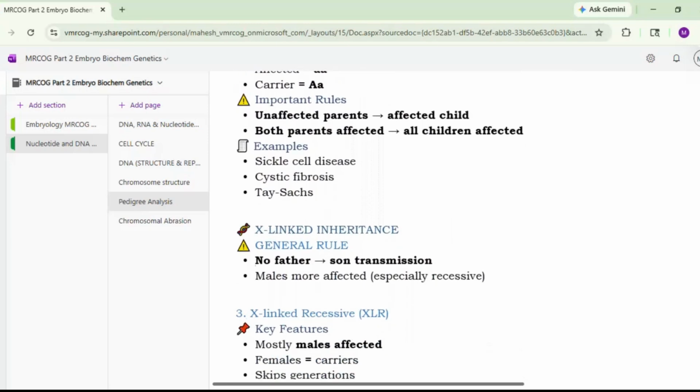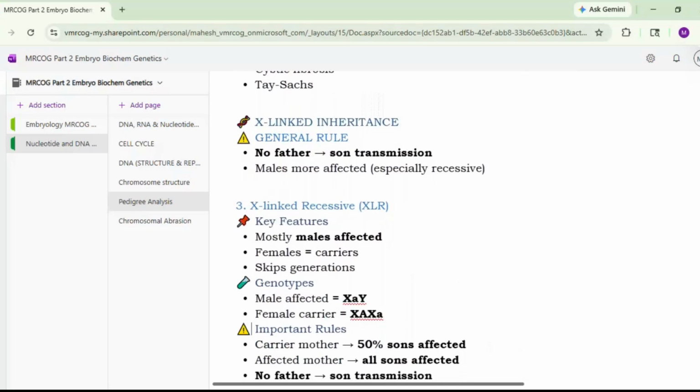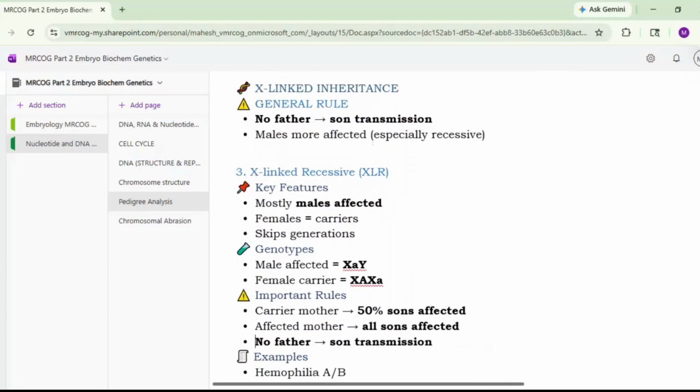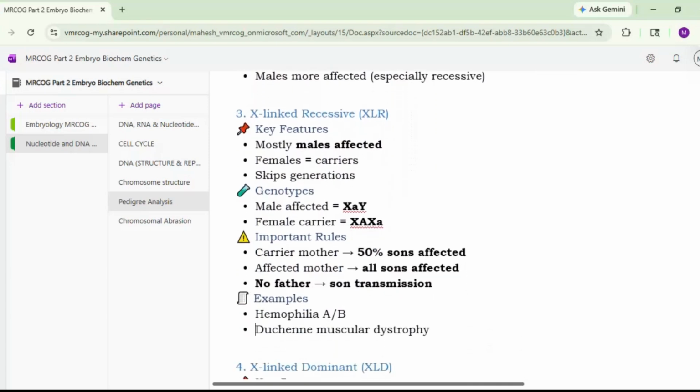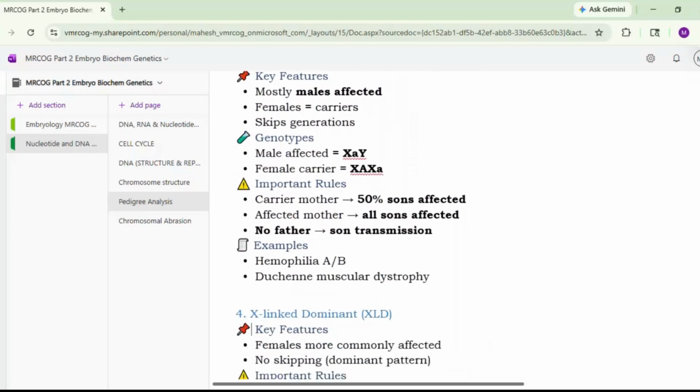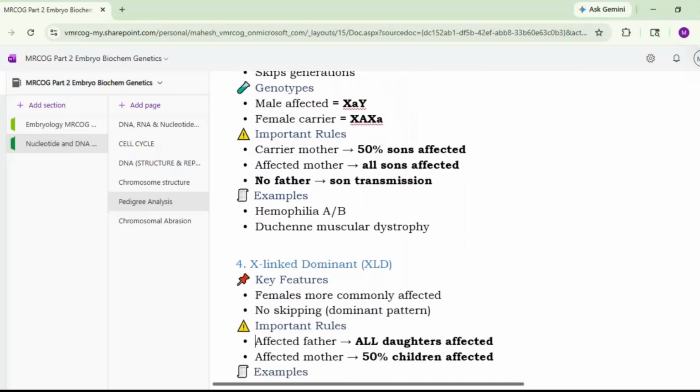Okay. Next is X-linked inheritance. The general rule is that there is no father to son transmission. Males are more affected. Okay. So X-linked recessive. Key feature: mostly males are affected. Females are carriers. It will skip the generation. Genotype: affected male will be shown as X small a Y. Female carrier will be shown as X capital A, X small a. A carrier mother will transmit, and 50% of the sons will be affected. If the mother is affected, all sons will be affected. Okay. No father to son transmission is seen. Examples: hemophilia A and hemophilia B. Then DMD, that is Duchenne muscular dystrophy.